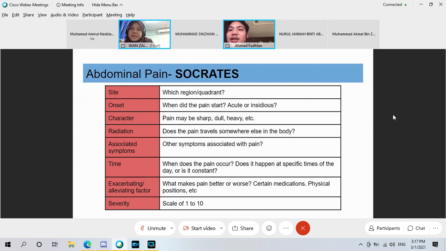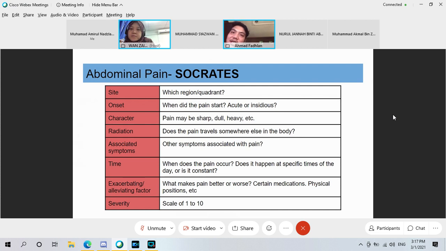Second is the onset. When did the pain start? Acute or insidious. Character of the pain. Pain can be sharp, dull, heavy, or burning sensation. Next is the radiation. Where does the pain travel to? Somewhere else in the body.